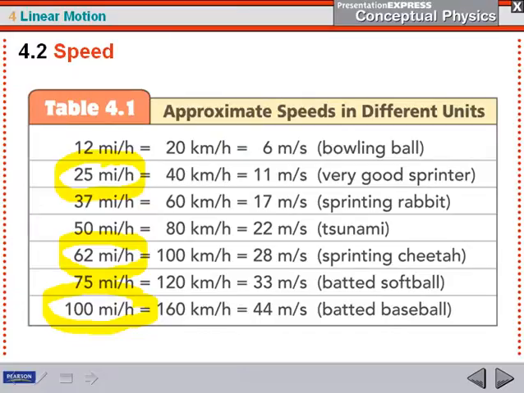And you can see the relative kilometers per hour for each of these and meters per second for each of these. 11 meters per second. So if you figure it's a 100-meter race, that means the sprinter can do it in under 10 seconds.